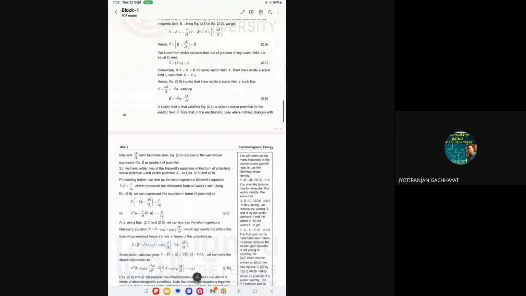Did you all read and understand everything? Yes, sir. That equation is the Lorentz equation. First, the transformation of Maxwell's equations, then we'll come to the Lorentz equation. Wait.